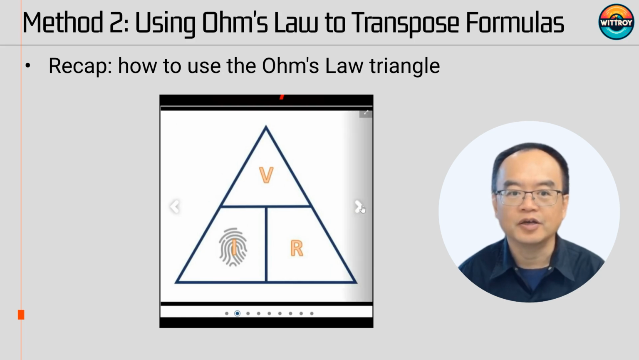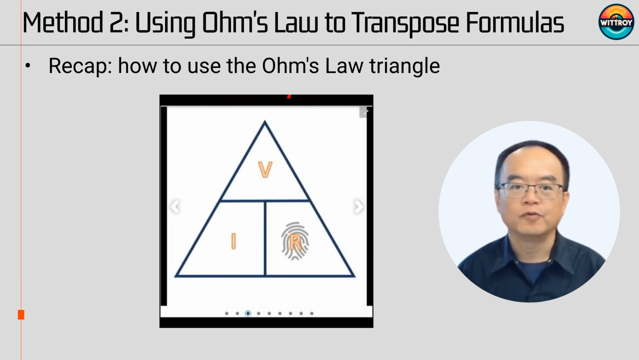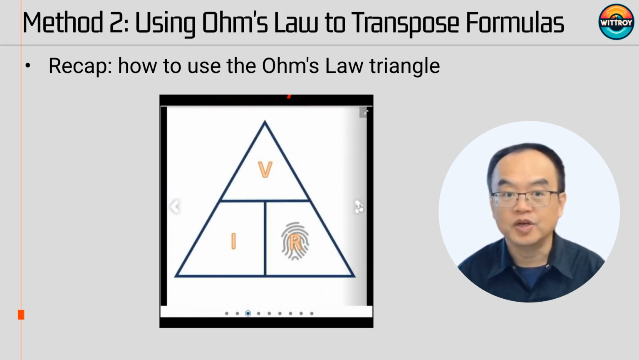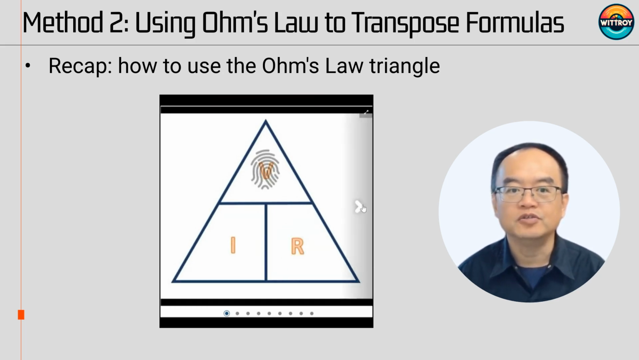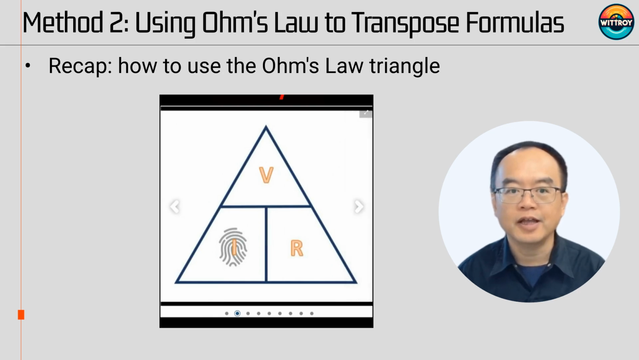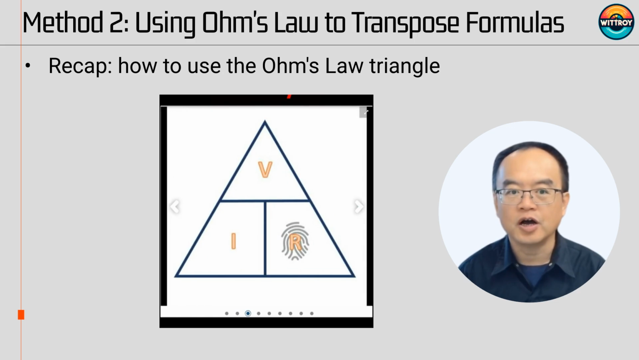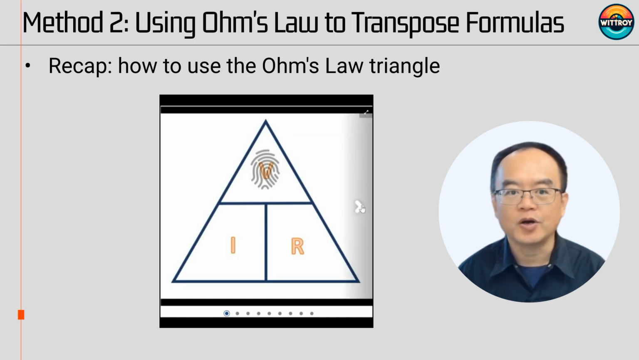If you cover I, the triangle shows V over R. Then the formula is I equals V over R. If you cover V, the triangle shows I times R. Then the formula is V equals I times R. If you cover R, the triangle shows V over I. Then the formula is R equals V over I.